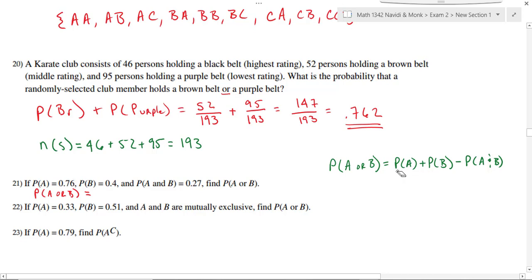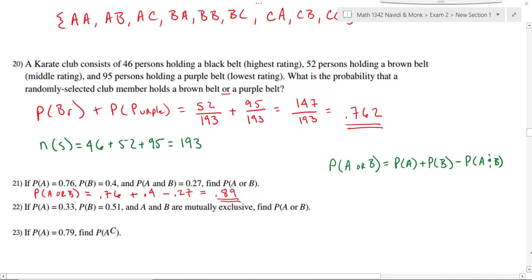In place of the probability of A, I put 0.76, plus in place of the probability of B, I put 0.4, minus the probability of the intersection A and B, that's 0.27. And when I put that in my calculator, what do I get? Did you get 0.89?